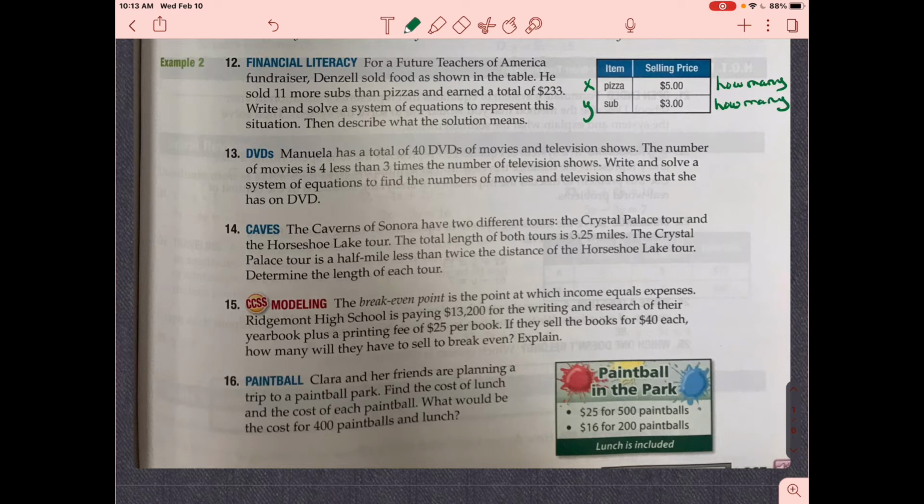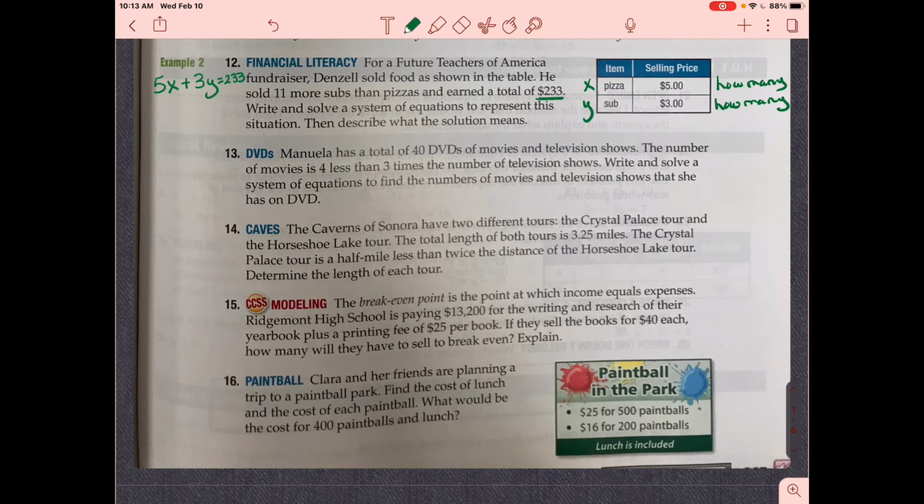So if I do this, I'm going to have one equation that tells me the total number of things, and I'm going to have another equation that tells me the value of that. The value equation is probably the easier thing to set up. So I'm going to say that 5 times my number of pizzas plus 3 times my number of subs is going to give me a total of $233. Okay, that's the value equation.